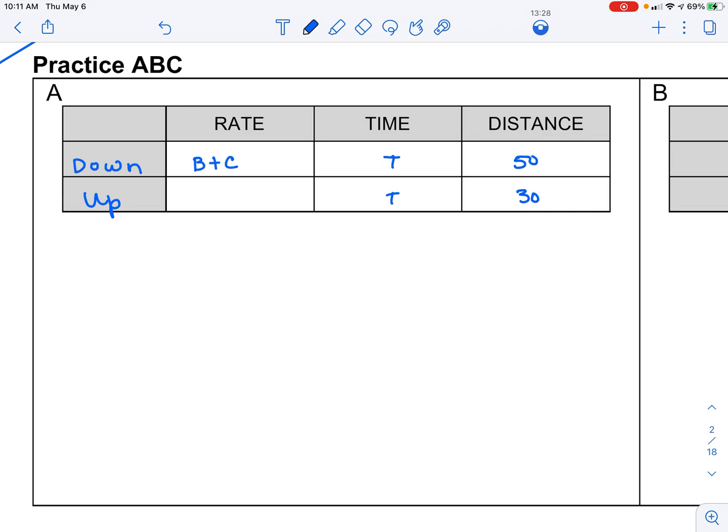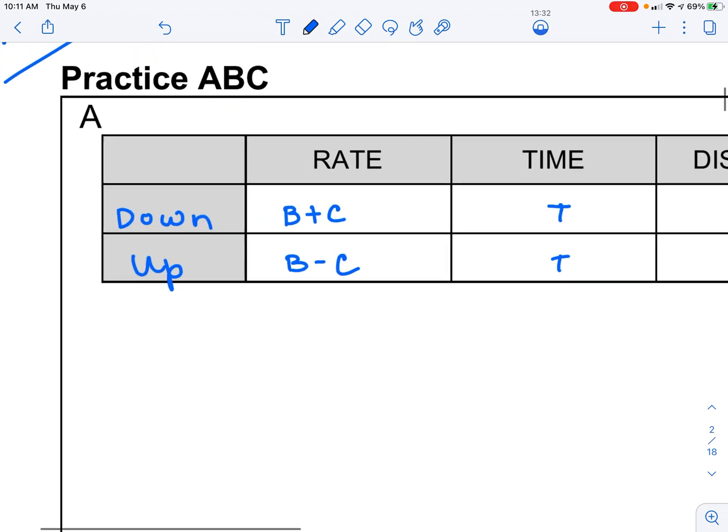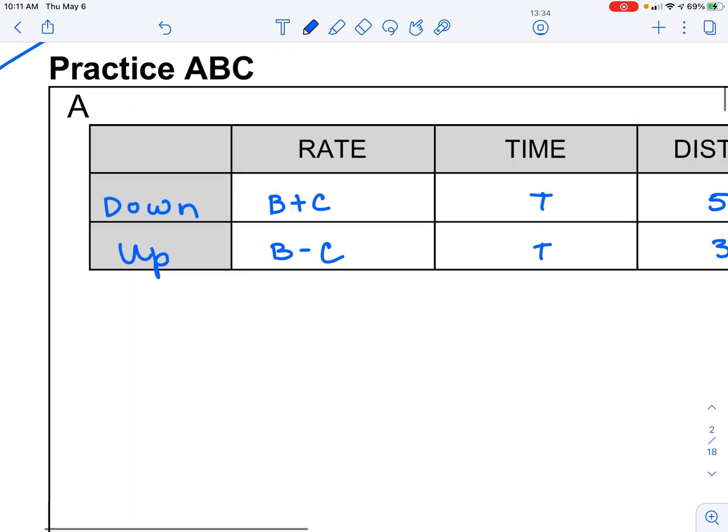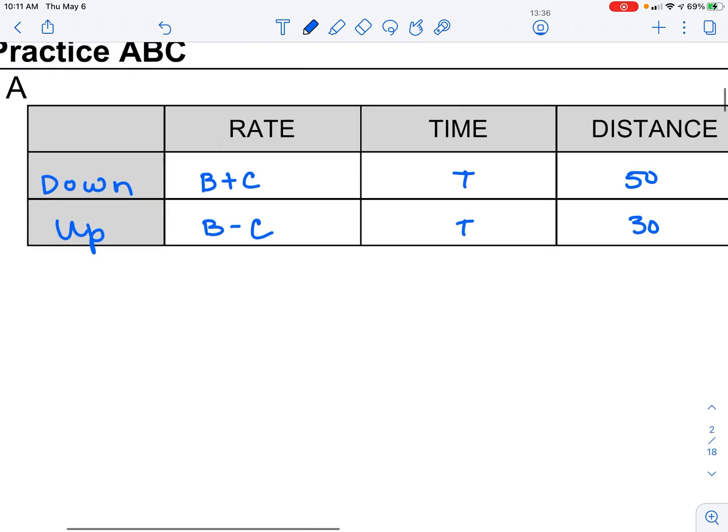Okay, so we know that downstream the rate is always B plus C and upstream is always B minus C. What the boat can travel plus the current for downstream, and what the boat can travel minus the current rate of speed on the upstream. So here we're given some information. So I'm going to change one of these here. What are we given? The speed of the boat is 4. So we're going to cross this out and make this a 4. Now we have something to work with.